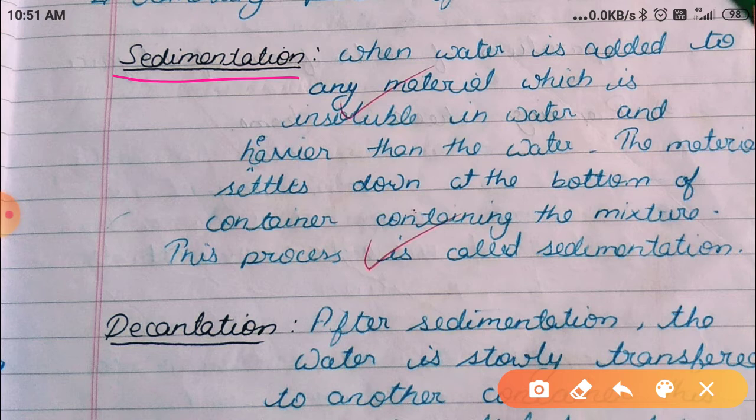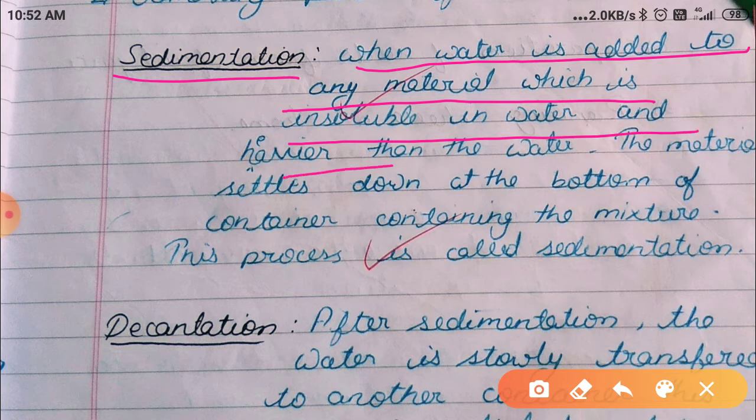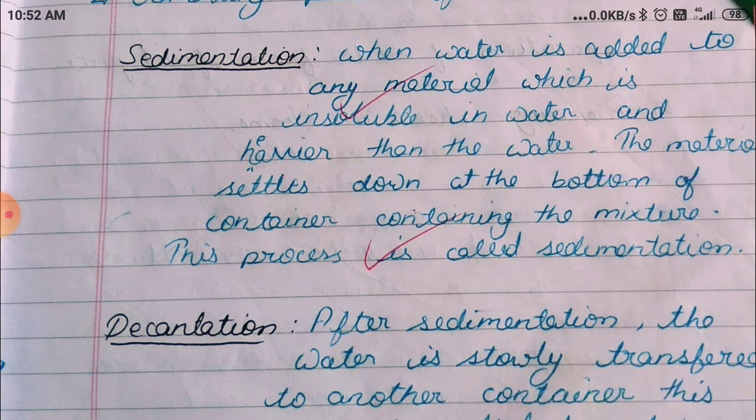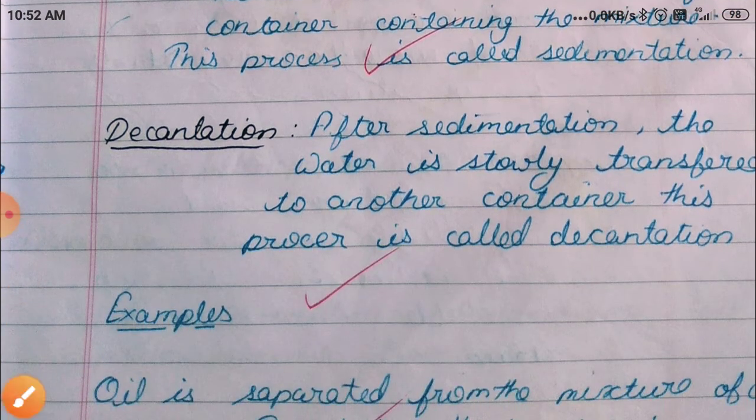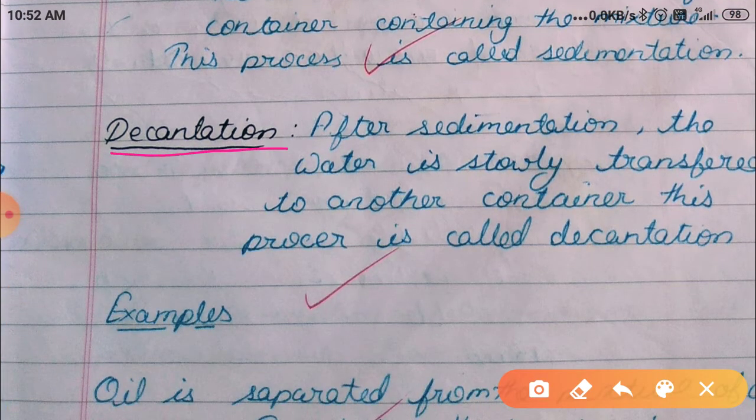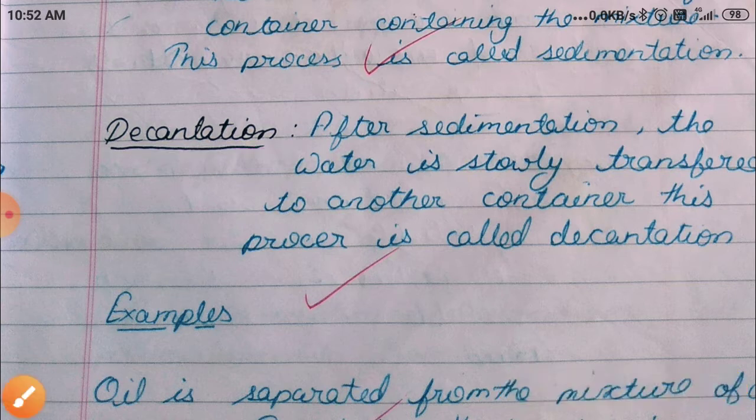Next, sedimentation. When water is added to any material which is insoluble in water, the material which is heavier than the water settles down at the bottom of the container containing the mixture. This process is called sedimentation. Next, decantation. After sedimentation, the water is slowly transferred to another container. This process is called decantation.